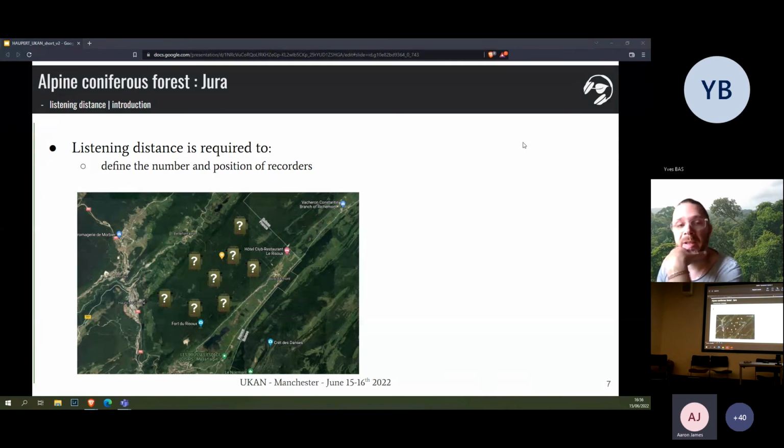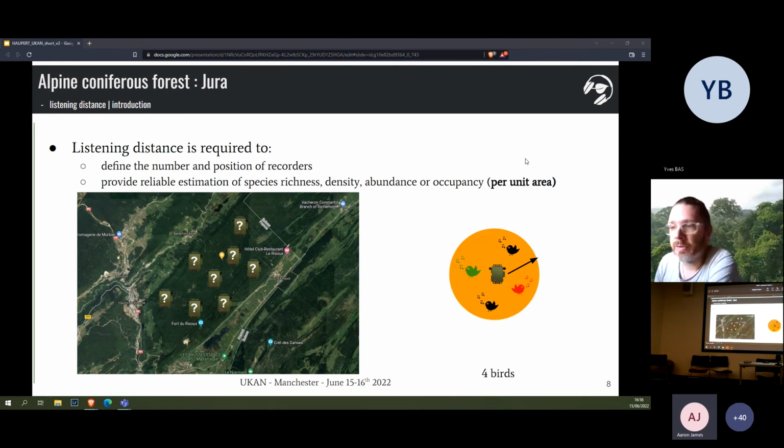When we started the project, we wondered how many recorders we need and where to place them. This question is essential to define the number and position of recorders and is linked to the listening distance of the recorders. The listening distance is also required to provide reliable estimation of species richness, abundance, or occupancy, as all these indicators are per unit area.